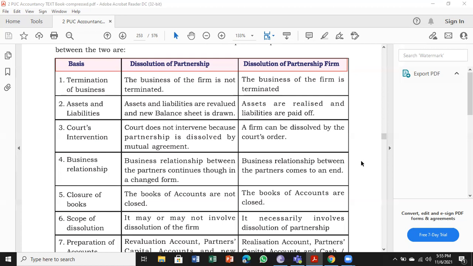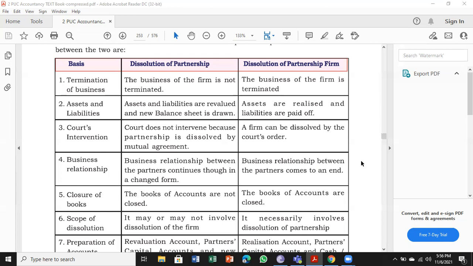That means only the agreement is closed. So business will continue. That is the difference I am putting in front of you now. So in dissolution of partnership, when admission, retirement, or death happens, the assets and liabilities are revalued and a new balance sheet is prepared. Whereas when the business is closed, assets are sold and that money will be used to pay the liabilities of the business because business is closed, business to be closed.